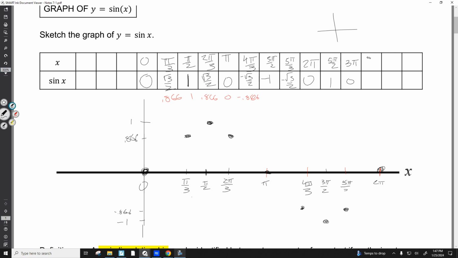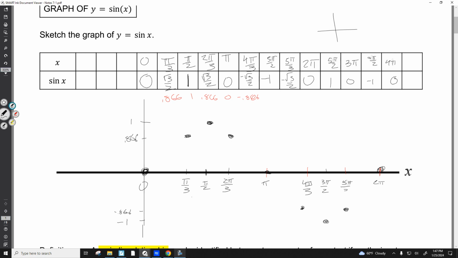7 pi over 2. What's the sign of 7 pi over 2? What's the sign of 8 pi over 2? What's the sign of 4 pi? What do you notice? It repeats. It's going to repeat. Obviously, it's going to repeat.